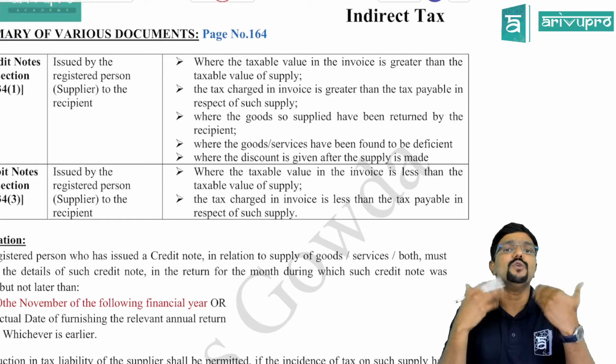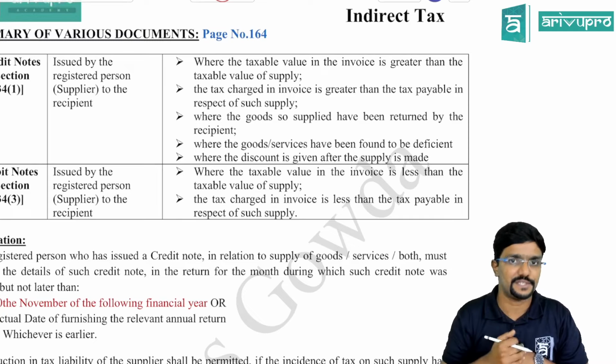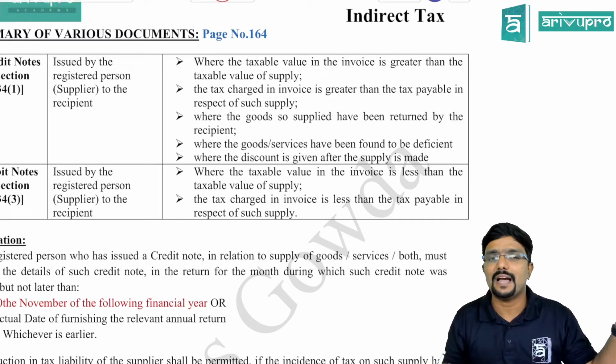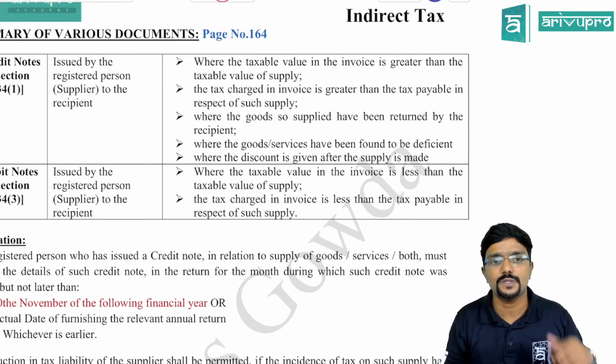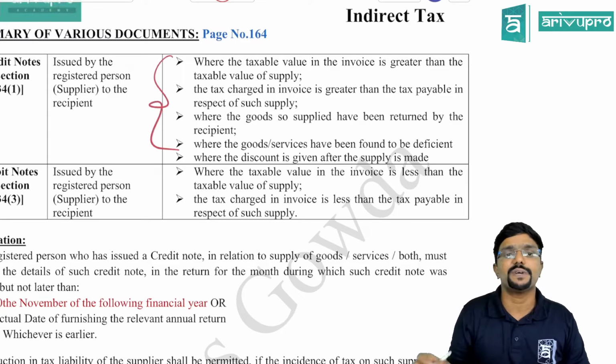Or you have charged more tax in your invoice, but actually the tax which you were supposed to charge was less. Or in case of sales returns, or if the goods are damaged or deficient, and the purchaser is not happy with it, is sending back the goods. Or if you are giving any discount after the supply is made. In the following cases, you will issue a credit note.